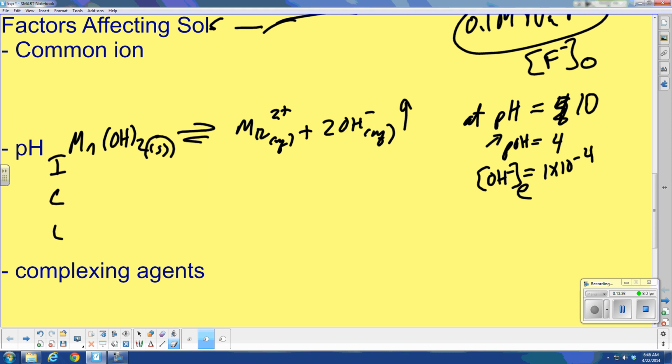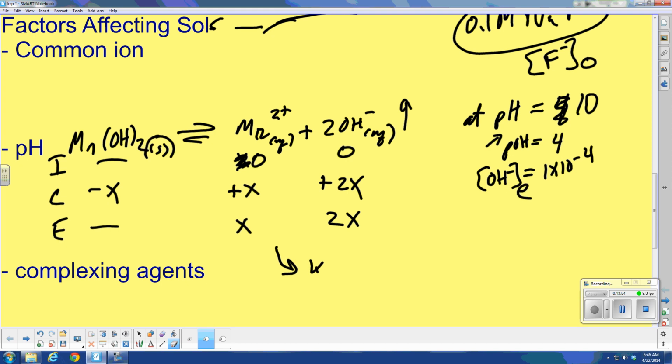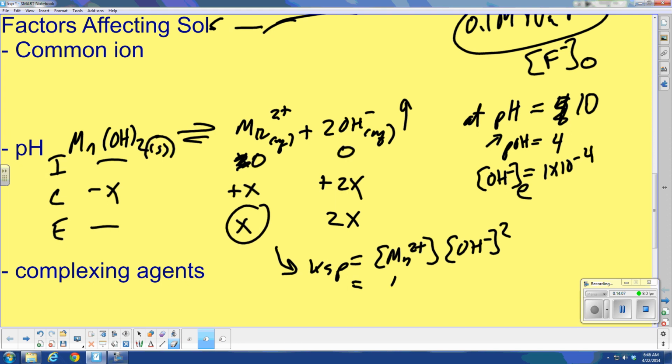Here's my ICE table: initial, don't care; change, minus X, don't care. Initial is 0, and this is 0. Change is plus X, and plus 2X. So this is X, and this is 2X. But what do we know? Well, first, let's write our expression. My expression for Ksp is equal to my manganese 2 times my hydroxide squared. And what is that equal to? Well, that's equal to X times my 2X, and my 2X has to be squared.